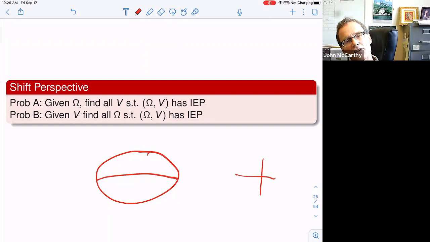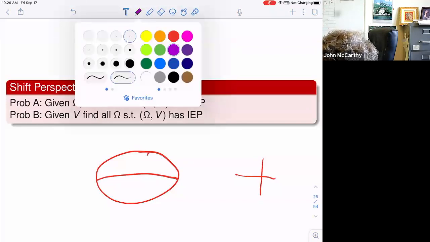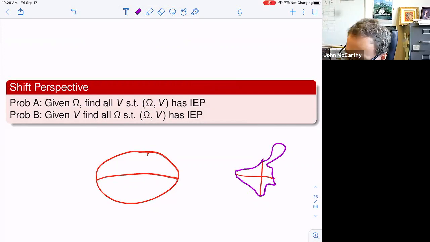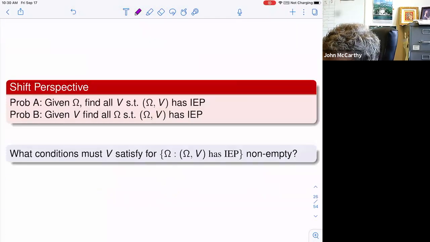And I ask, for what omegas, if I fix that and now I try and draw my omegas, can I find some omega, maybe like that, for which the pair omega, V does have the isometry extension property. And with this shift in perspective, the first thing you can ask is, what does V have to satisfy so that there's any such omega?